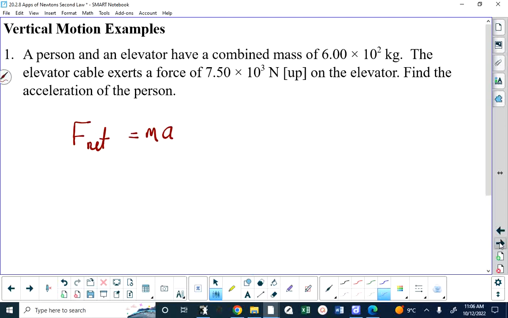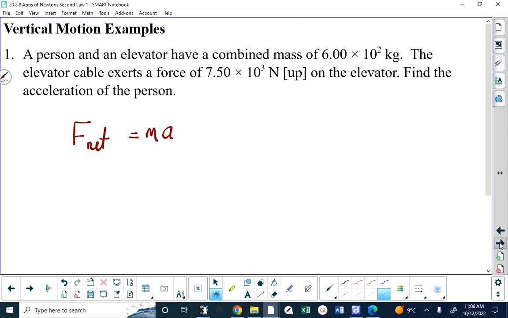If I told you that I had an object, let's take an object. Give me a second to grab an object. I'm going to grab a 1 kilogram mass. That 1 kilogram mass is like the elevator.